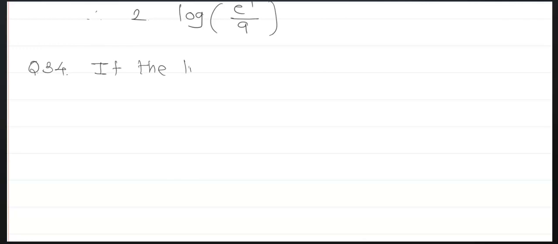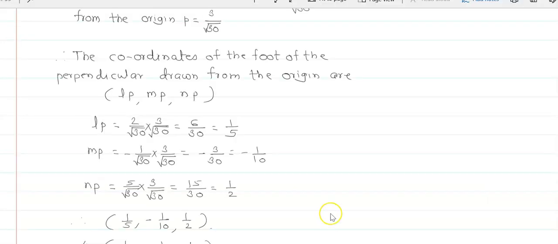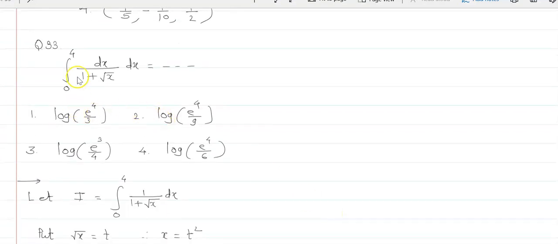Question number 34. Now again, you can see this question: integral 0 to 4 dx upon 1 plus root x. First option is log of e raised to 4 upon 3. Second is log of e raised to 4 upon 9. Third is log of e raised to 3 upon 4. And fourth is log of e raised to 4 upon 6.